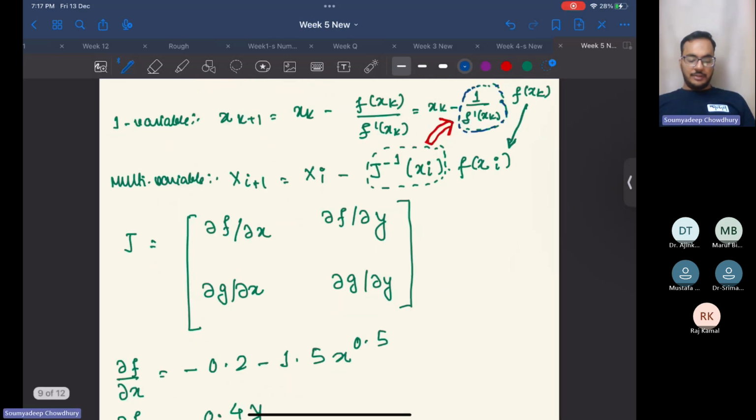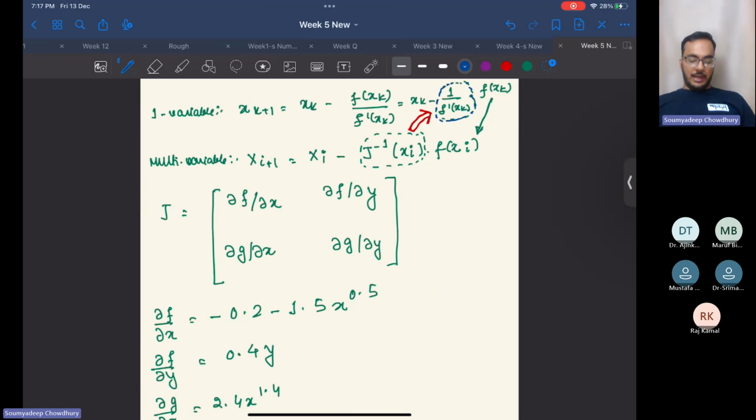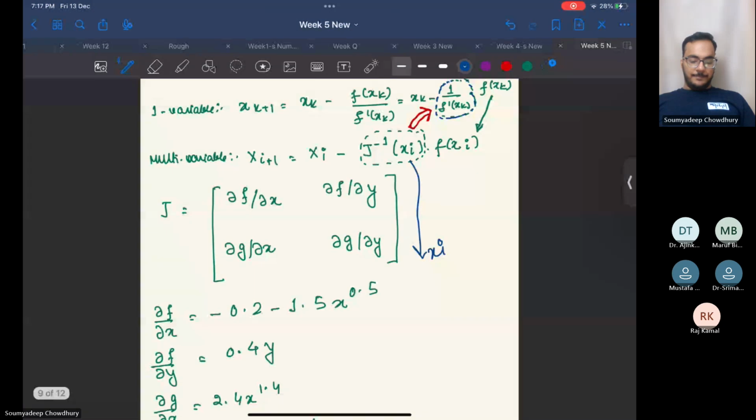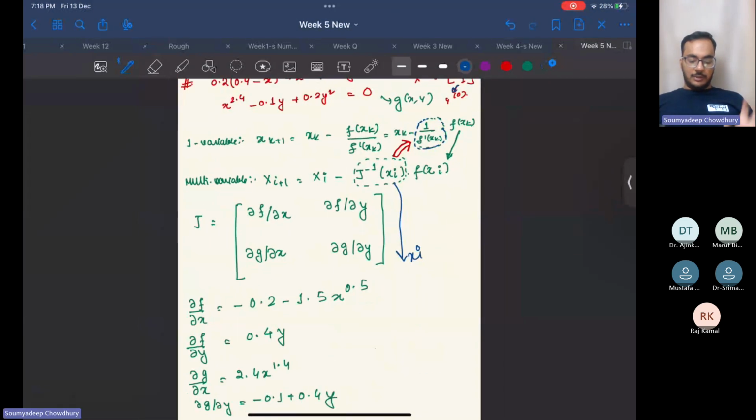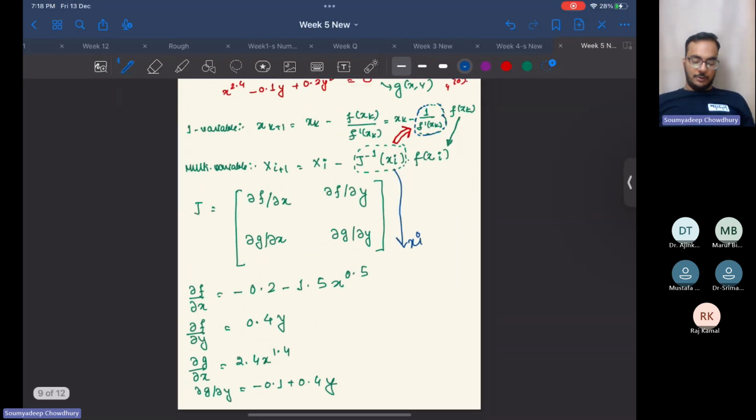Your Jacobian matrix for a two variable system is like this: dou f by dou x, dou f by dou y, dou g by dou x, and dou g by dou y. This matrix you have to calculate at x_i, right? For this equation, we find dou f by dou x, dou f by dou y, and the partial derivatives of g with respect to x and y. Similarly, all these four you can find out.